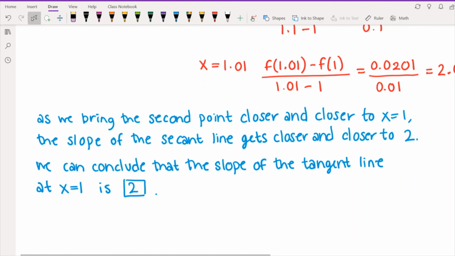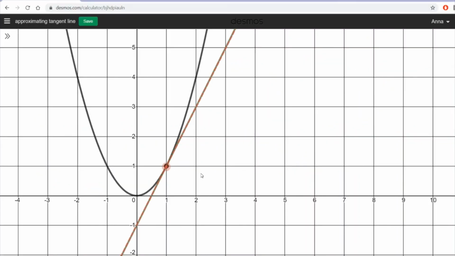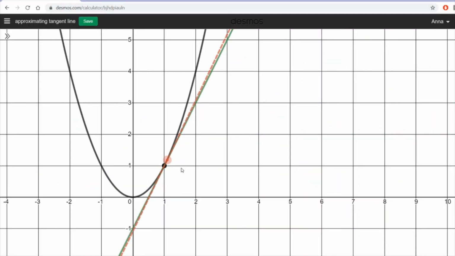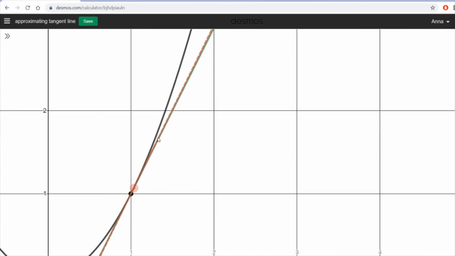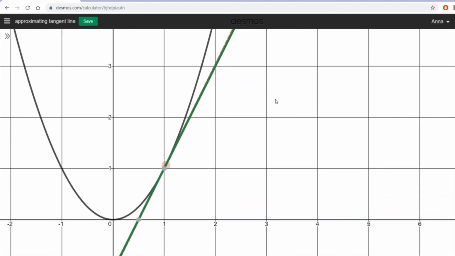Because basically, again, it's like looking at this picture. The very last one we did, we had a point that was so close to 1. It was like here. So if the slope of that line was really close to 2, just looking at the red line and the green line, we can see that their slopes are so close that 2 is a good estimate for the slope of the tangent line.